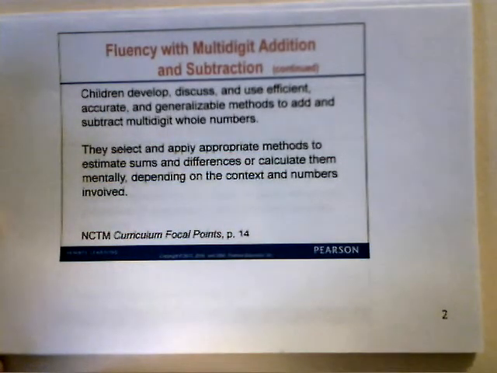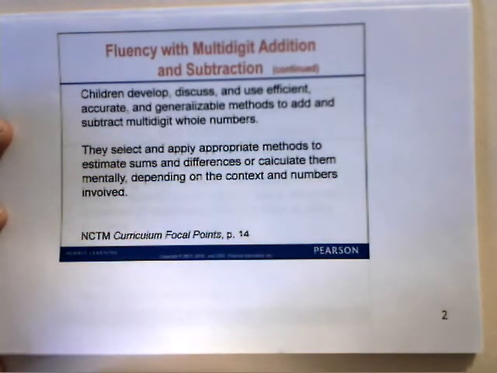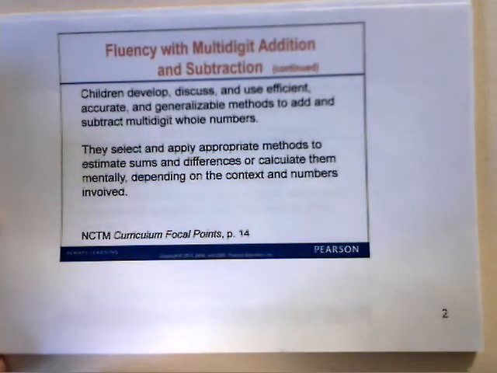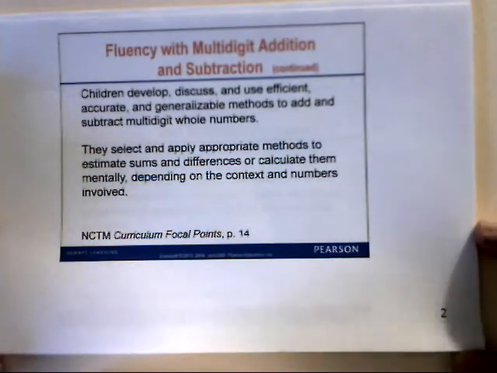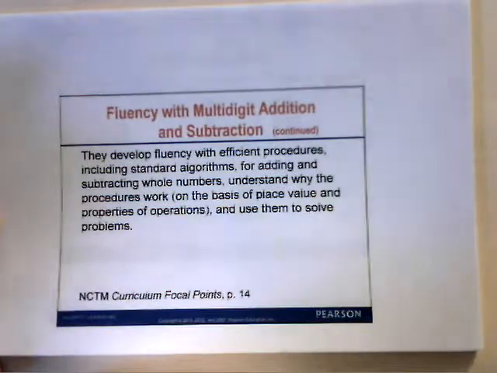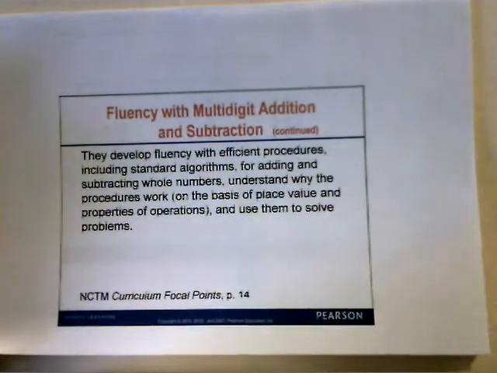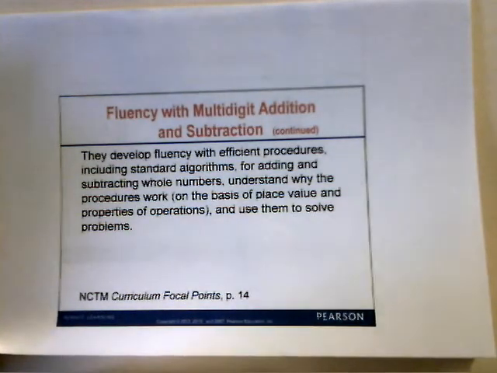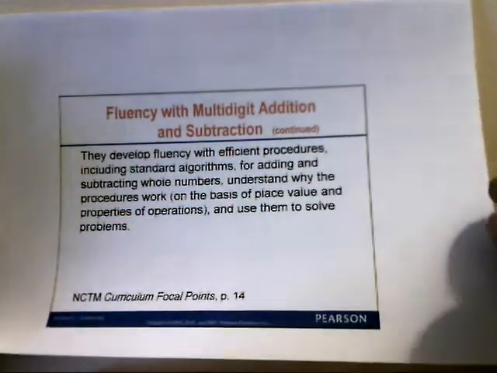Also, children develop, discuss, and use efficient, accurate, and generalizable methods to add and subtract multi-digit whole numbers. They select and apply appropriate methods to estimate sums and differences or calculate them mentally, depending on the context and numbers involved. They also develop fluency with efficient procedures, including standard algorithms for adding and subtracting whole numbers, understand why the procedures work on the basis of place value and properties of operations, and use them to solve problems.